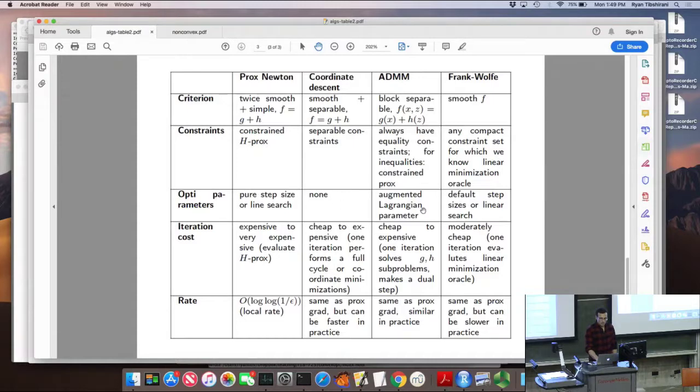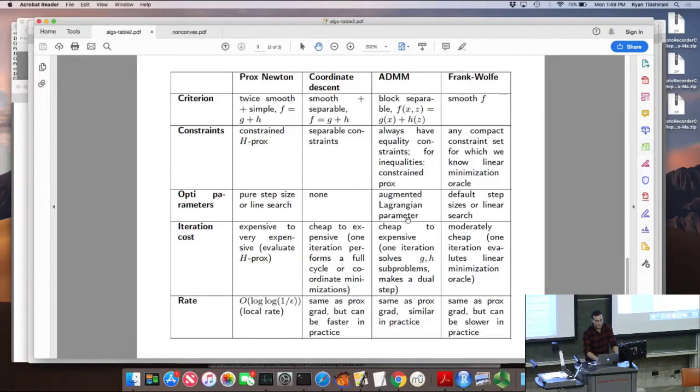How about optimization parameters? So one nice feature of coordinate descent is that it's the only method that we've learned that has no optimization parameters whatsoever. Right? There are none. You just perform repeated coordinate-wise minimizations. For ADMM, we have the augmented Lagrangian parameter. And for Frank-Wolfe, there are the step sizes.